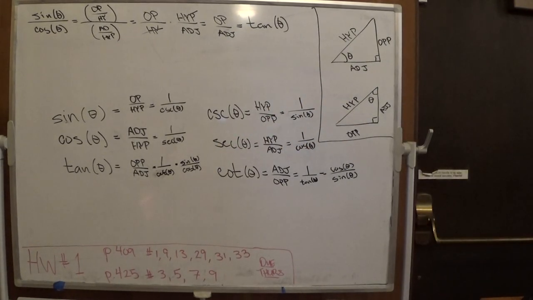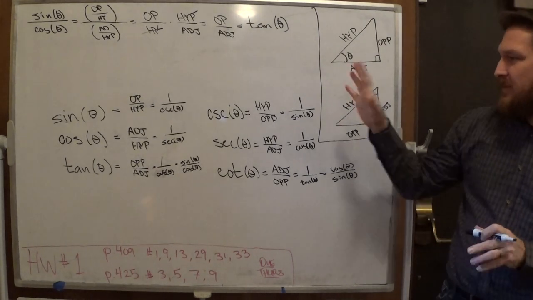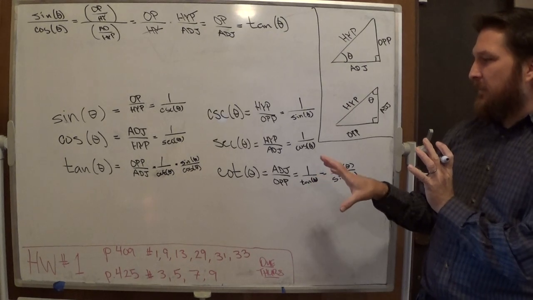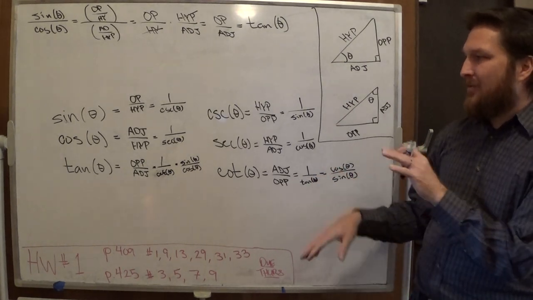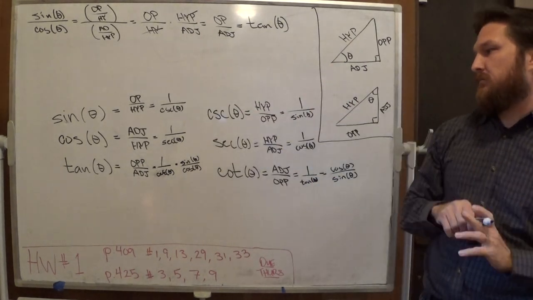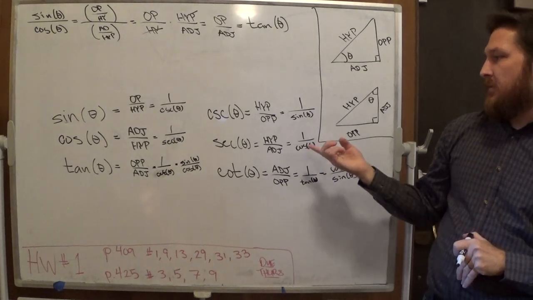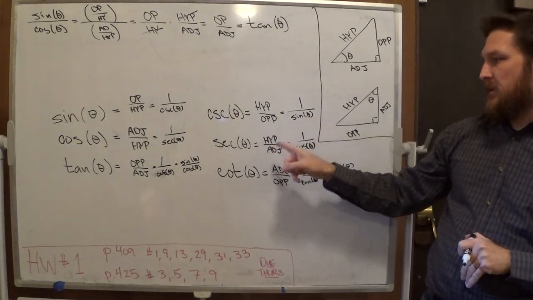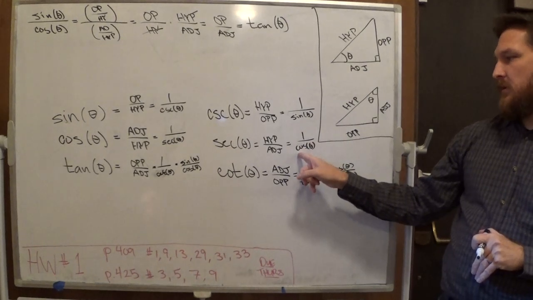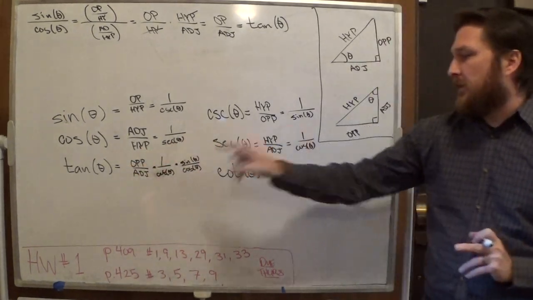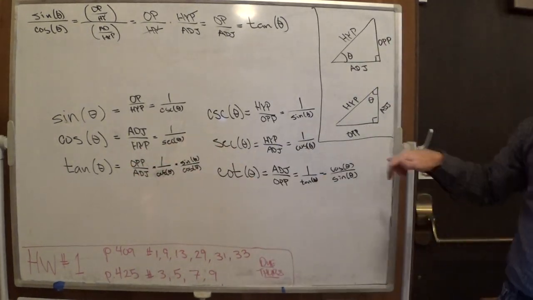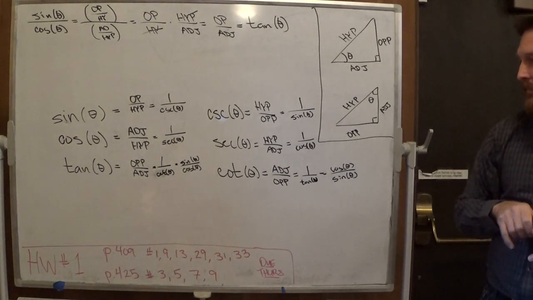Right? So, it turns out that every single one of these can be written entirely in terms of just sine and just cosine. And we can see that right here. Cosecant is the same thing as 1 over sine. Secant is the same thing as 1 over cosine. Tangent is sine over cosine. Cotangent is cosine over sine. So that's why you don't see the other ones very often.